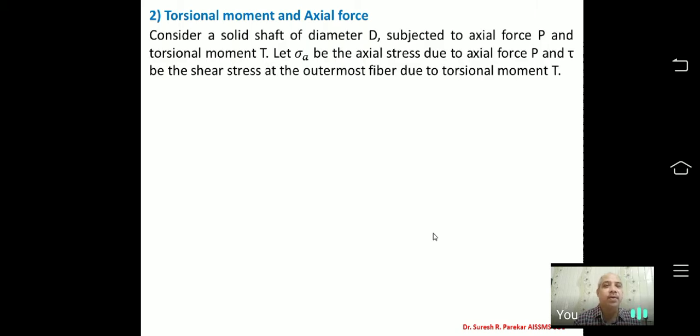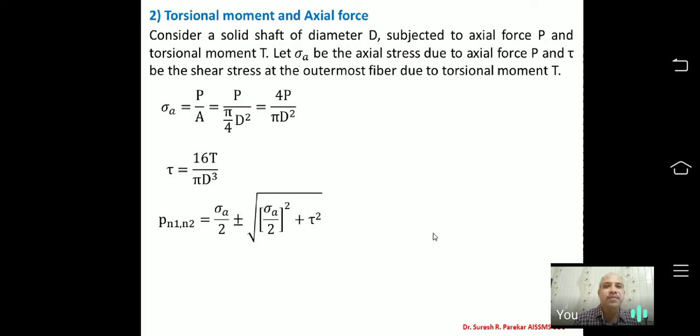Now we will switch over to the second combination, torsional moment and axial force. Here we have changed: instead of bending, we have axial force P, and let sigma A be the axial stress developed due to P. Now we just put the value: sigma A is P by A, which is 4P upon pi d square. We have tau as 16T upon pi d cube, and then we just put these values in the equation of Pn1, n2, and that will give you the value of Pn1, n2.